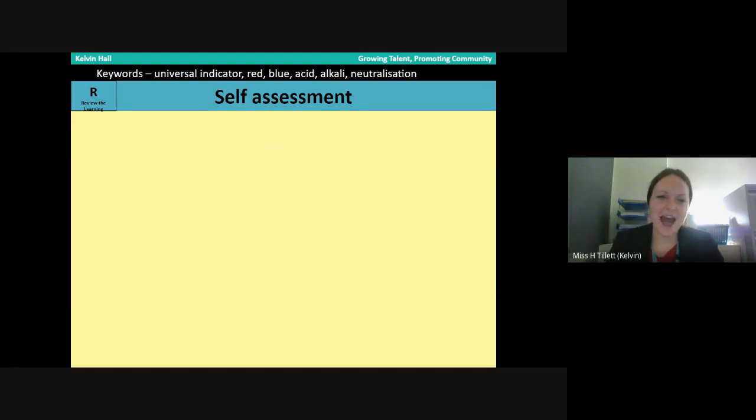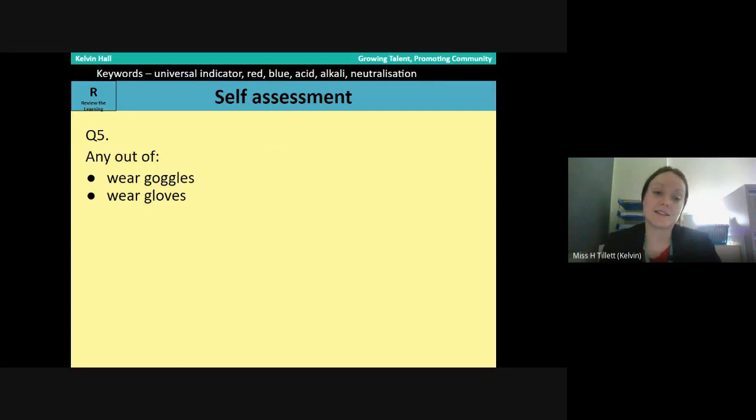Okay. And lastly, question 5. How do we protect ourselves if we are using a harmful chemical? So we wear goggles. When you do practical experiments at Kelvin, you will wear goggles, okay? You may potentially wear gloves in some cases. And also be careful to clean up spillages carefully and wash your hands.